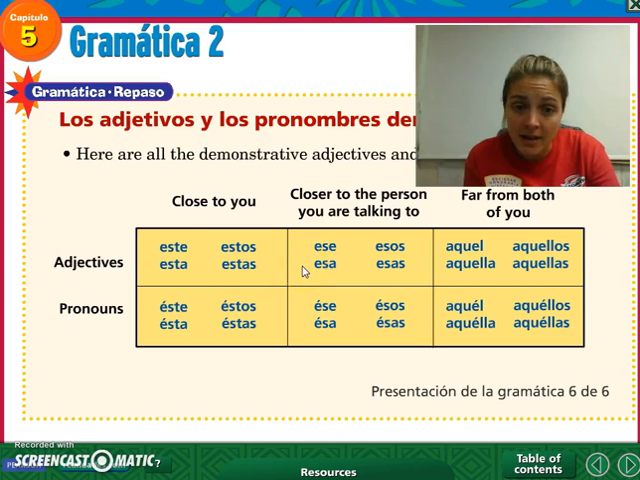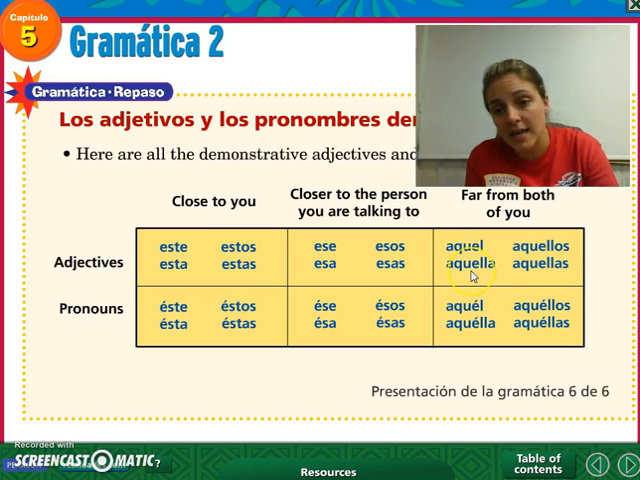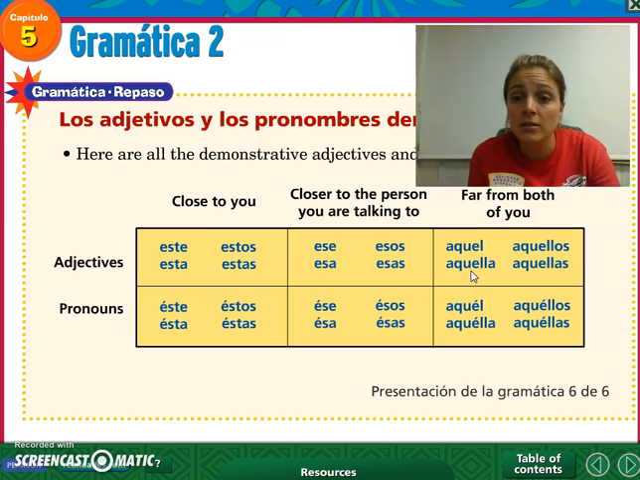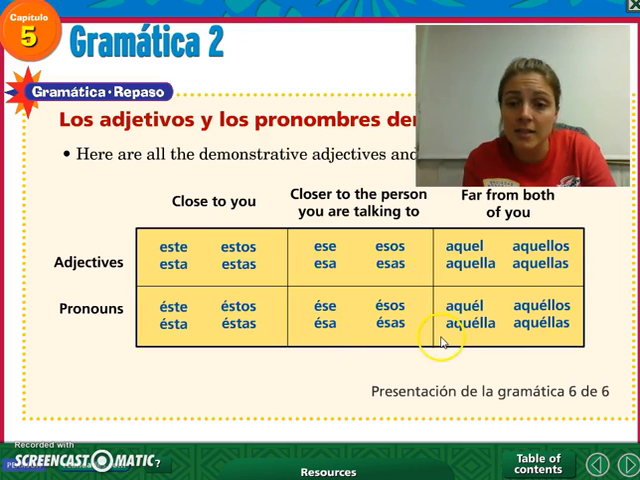Ese and esa are the masculine and feminine for that. Esos and esas are the plural. Those, masculine and feminine. And then even further away, aquel and aquella, that's masculine and feminine of that thing over there. And aquellos, aquellas, masculine and feminine for those things over there. All right, and so the pronouns are exactly the same. They just have accents on them.